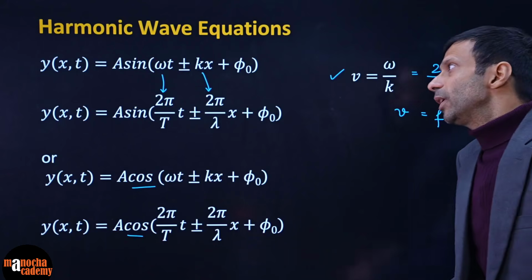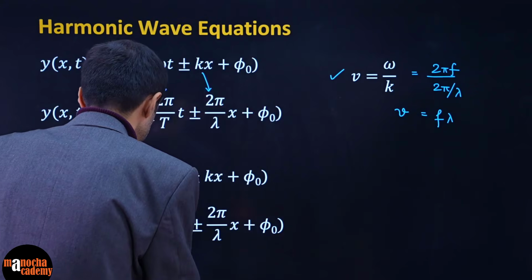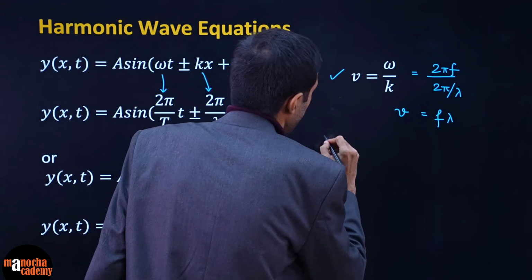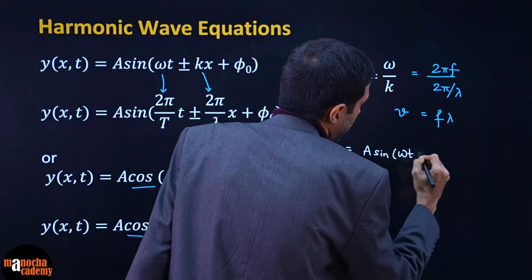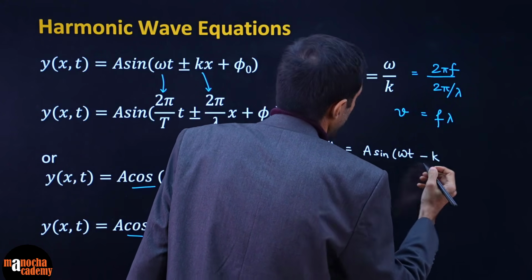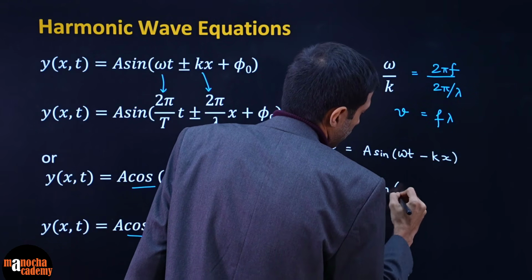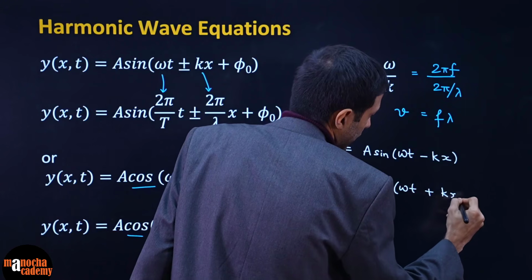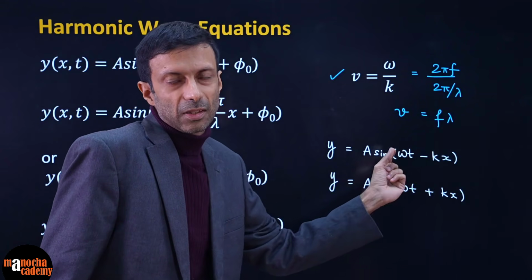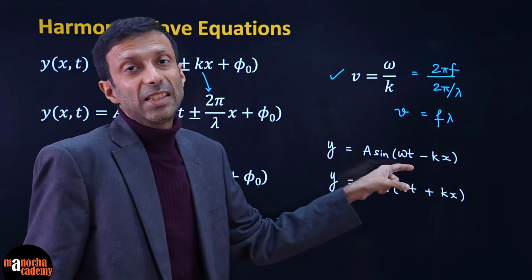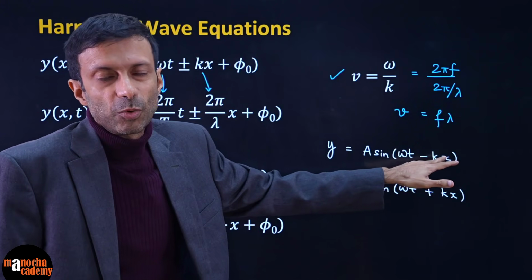Is that clear? Do you remember why I have put this plus minus? Suppose you take y equals A sine omega t minus kx, and I'll ignore the phase for now, or if we take A sine omega t plus kx. What is the difference between these two waves? Whenever you have a minus like this, it means that the wave is traveling along the positive x-axis, and we know it's the x-axis because there's an x term over there.